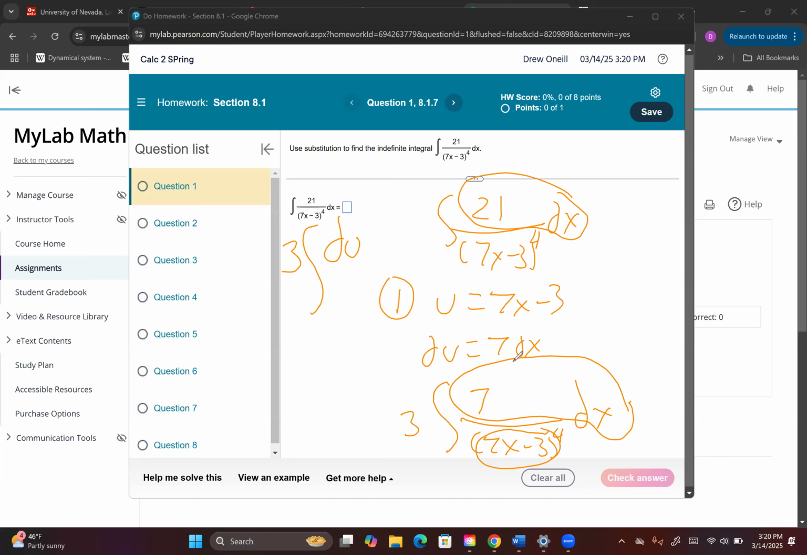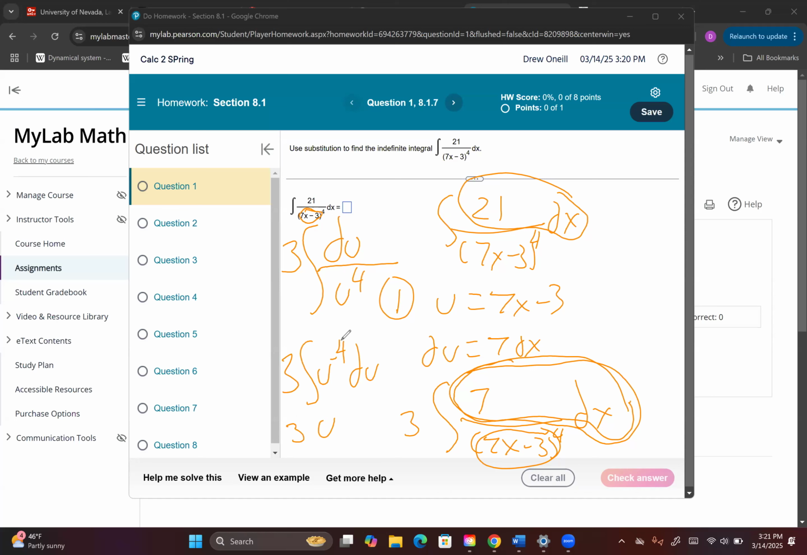I substitute du for 7 dx. And then right here, that's u to the 4th, okay? And this is a familiar integral, right? It's 3 times the antiderivative of u to the negative 4 du. And when I do the power rule, I get 3u.